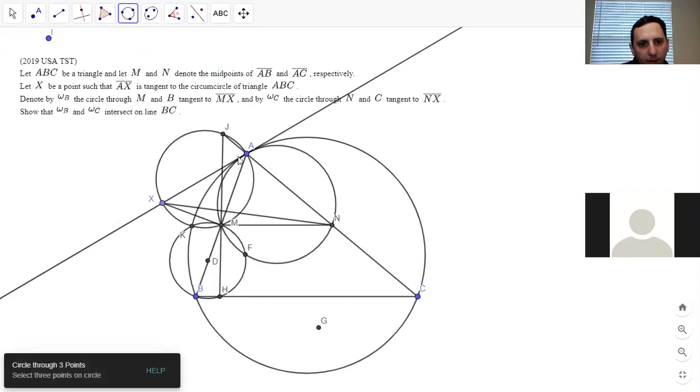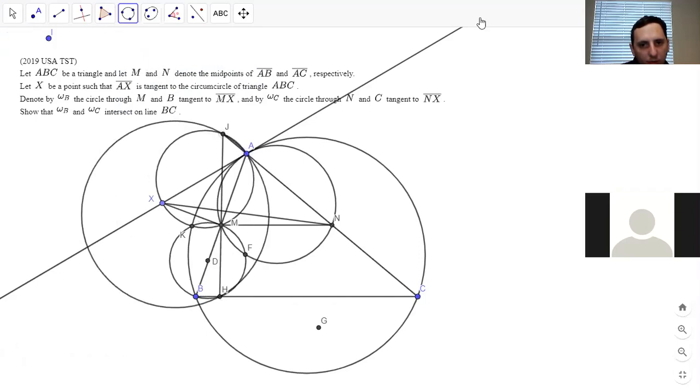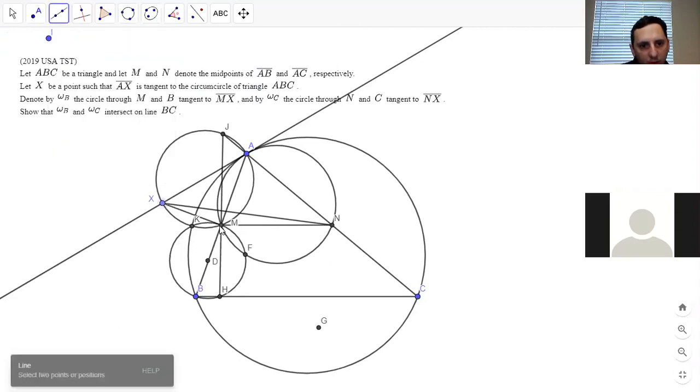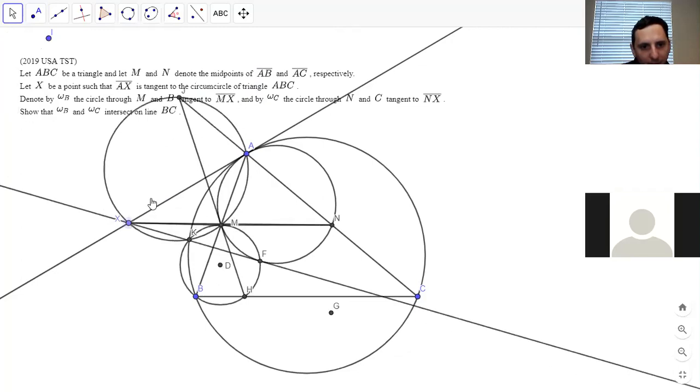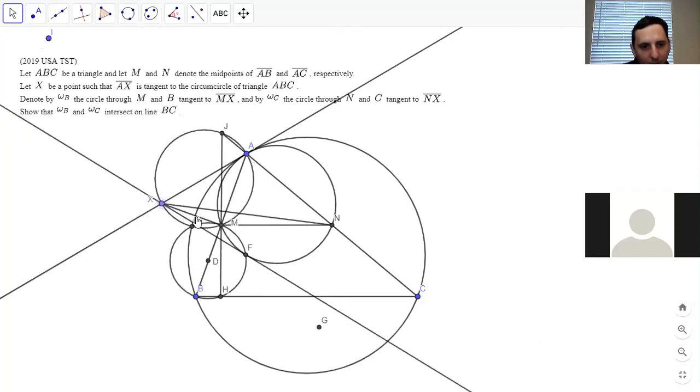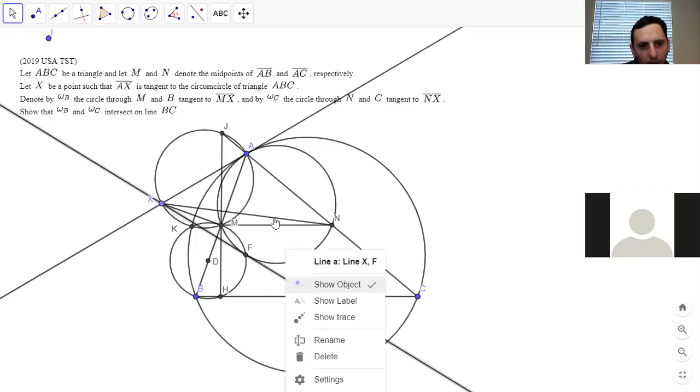Is AJ parallel to BH? No, I don't think so. XF looks like it is a tangent to AMN. It does look like it. Let me play around with it a little bit. Interesting. That's cool. Don't know why yet, but because we know XA is tangent, we want to just show XF is also tangent.